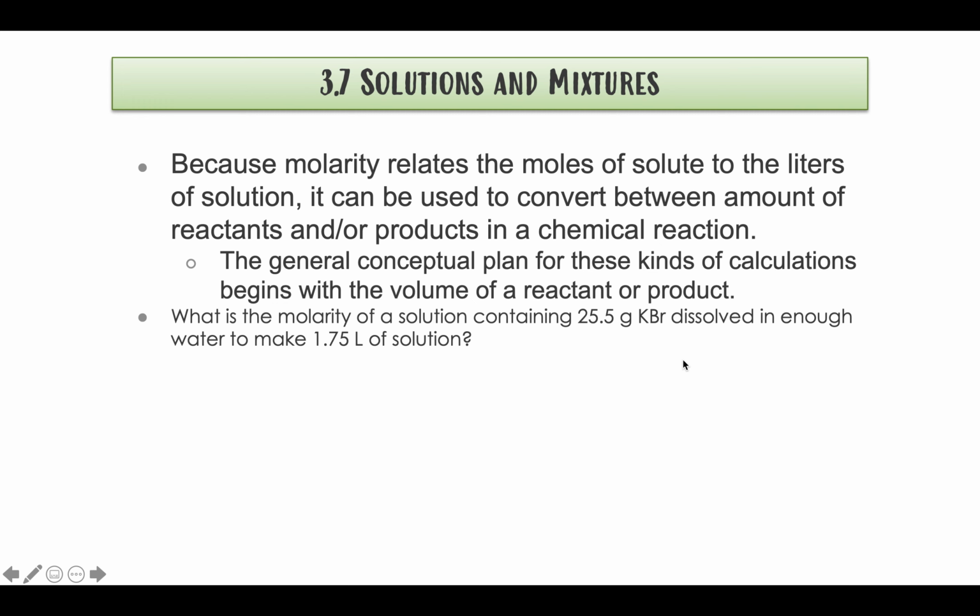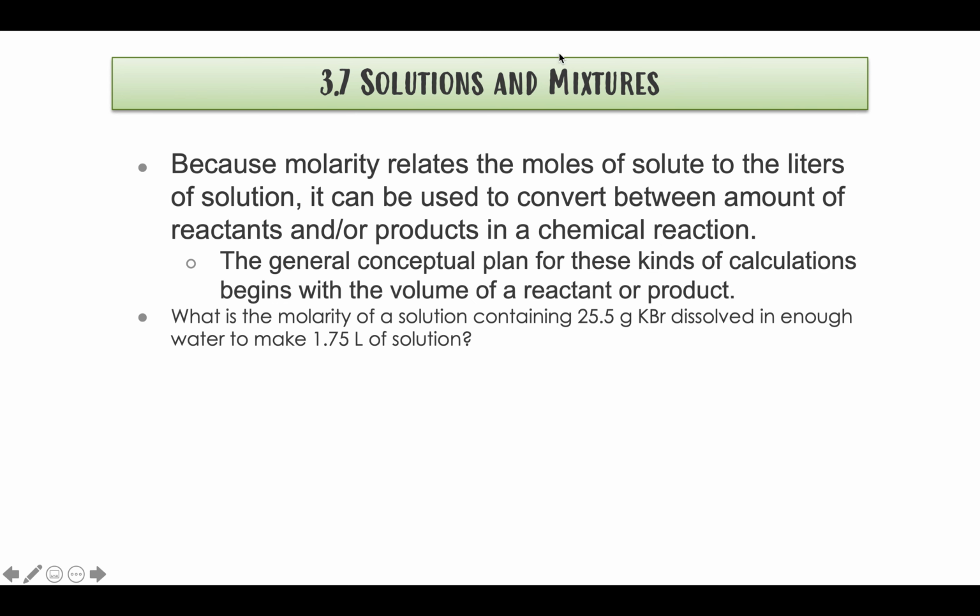Because molarity relates the moles of solute to the liters of solution, it can be used to convert between the amount of reactants and or products in a chemical reaction. The general conceptual plan for these kinds of calculations begins with the volume of a reactant or product.